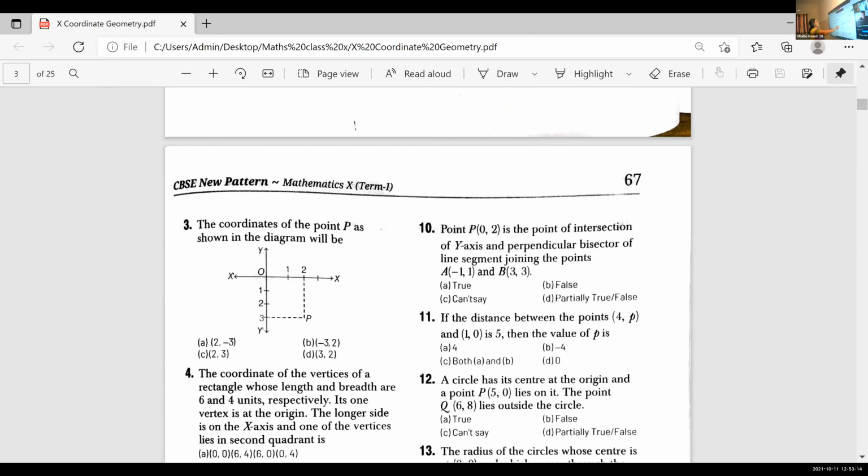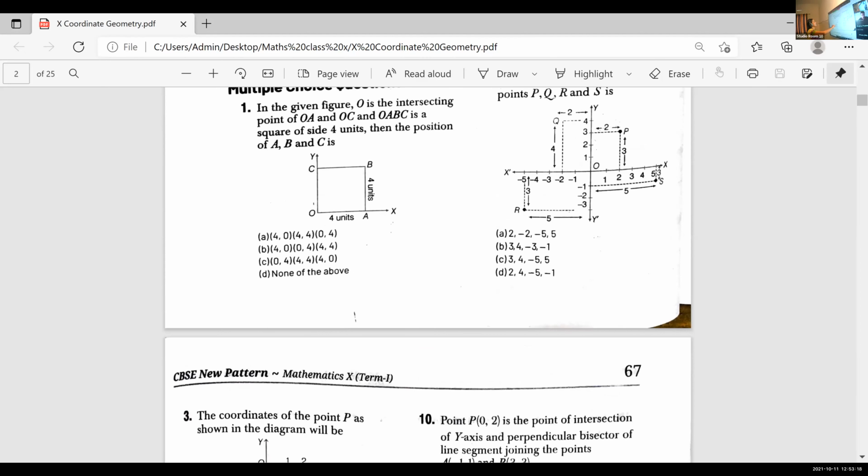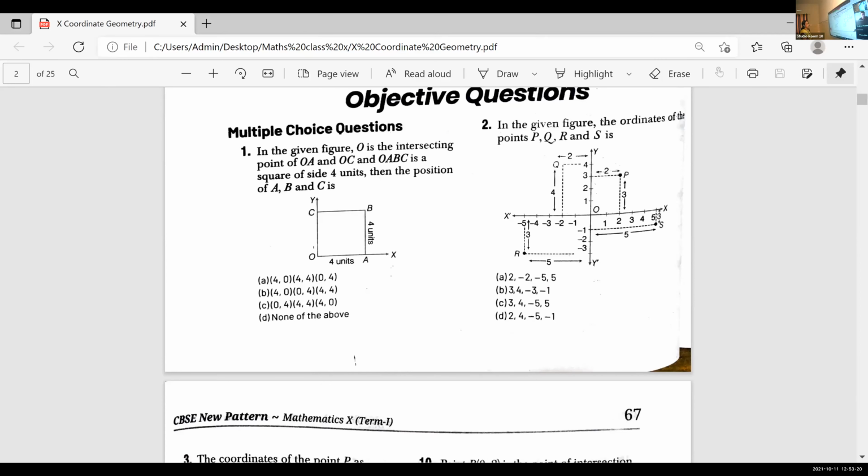So look at this, answer these questions, children. In the given figure, O is the intersecting point of OA and OC. OABC is a square of side 4 units. Then the position of A, B, C. Position means you have to give the coordinates.